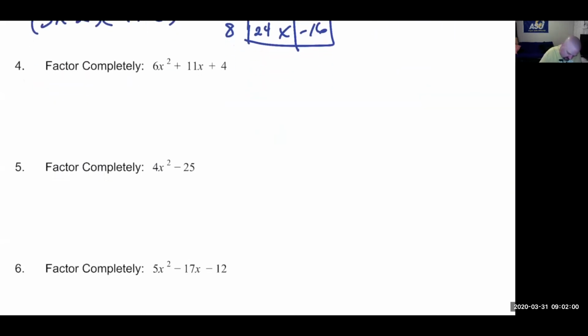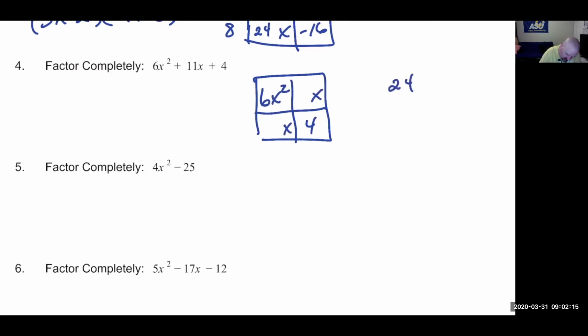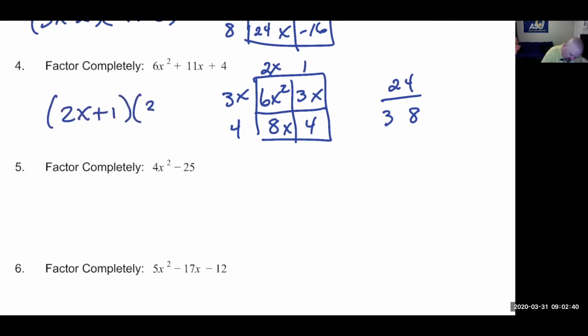For the next one, 6x squared plus 11x plus 4. Again, no GCF. So we'll start off this way. 6x squared, 4, x and x. I get 24x squared when I multiply them. So I need the factors of 24 that add to 11. As we said earlier, 3 and 8 work. This time they're both going to be positive because we're adding up to positive 11. So across the top, 3x. Across the bottom, 4. Up and down, the first one is 2x. Up and down, the second one is just 1 because 3 and 4 don't have anything in common. So 2x plus 1 and 3x plus 4.